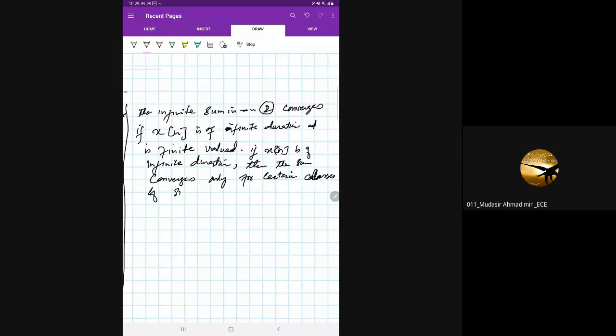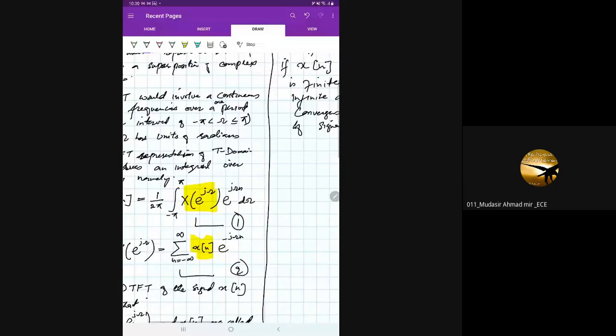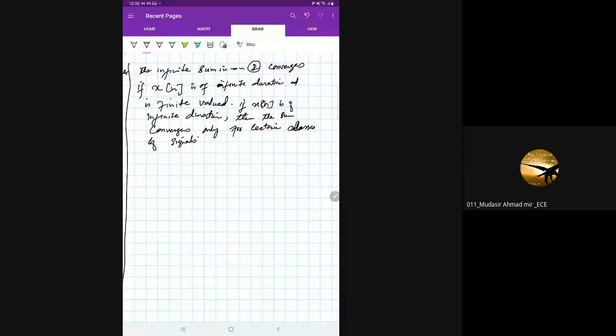ठीक है, तो अगर सिग्नल है फाइनाइट ड्यूरेशन की, तब हमें पता है that its value or equation 2 will converge and it will have a finite value. But if the signal is of infinite duration, then the infinite sum that is in equation 2 will not converge. It will not converge always, but it converges only in certain classes of signals. यानी कुछ कुछ signals में ही ये converge हो जाता है.